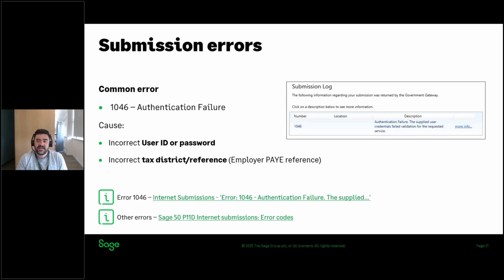Hopefully you won't get any of these, but one common submission error is error code 1046, which is an authentication failure. This is almost always due to an incorrect user ID or password, or an incorrect PAYE reference, or tax district and reference. So those would be the first things to check if you are getting error 1046. So check your e-submission settings, check the employer record to make sure the right PAYE reference is there, and you can get more guidance on that particular error following the link on your handout.